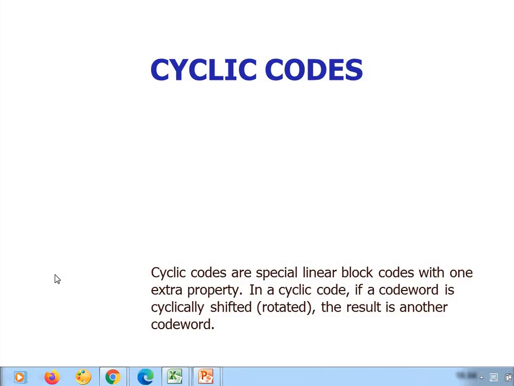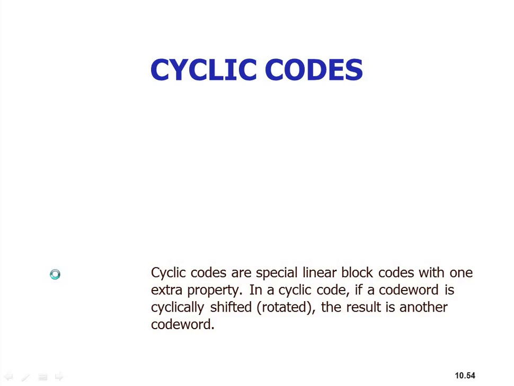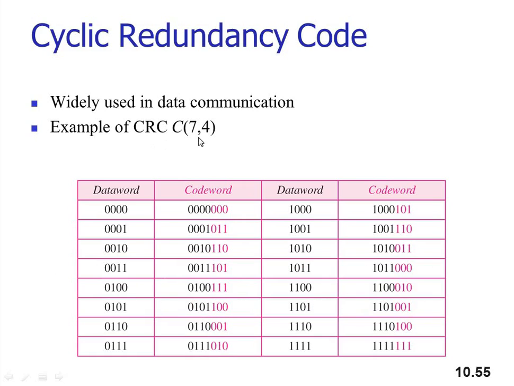So the resultant code is generated, and that code word will be like this. You can see that. This is the example of CRC 7,4. So 7 is the code word length, and 4 is the length of the data word. Here we can see that 7 is the value of n, and 4 is the value of k.